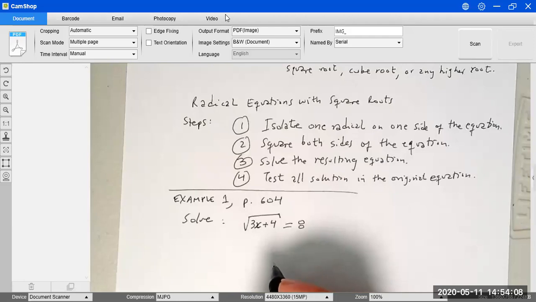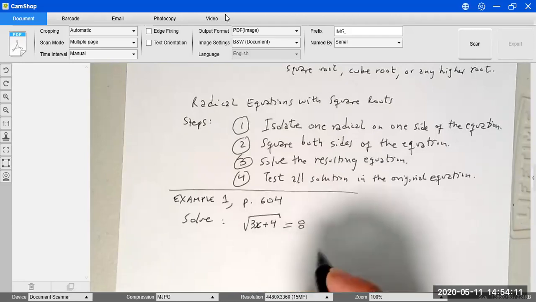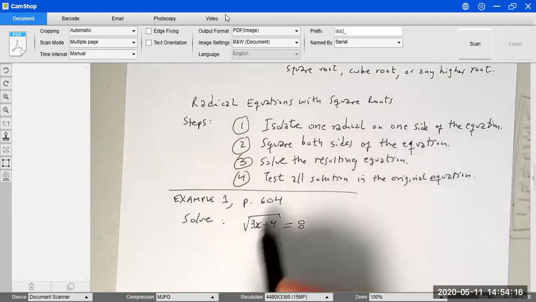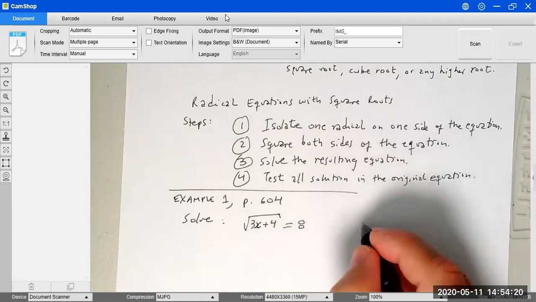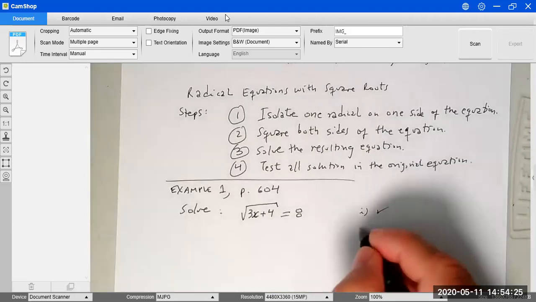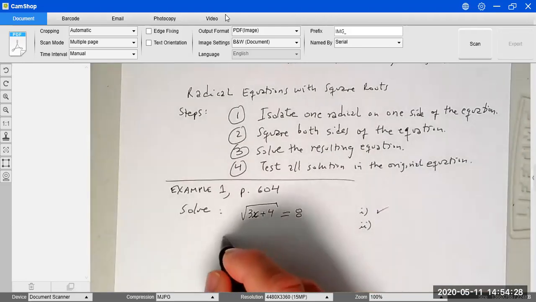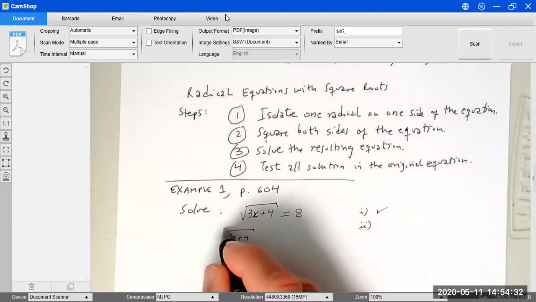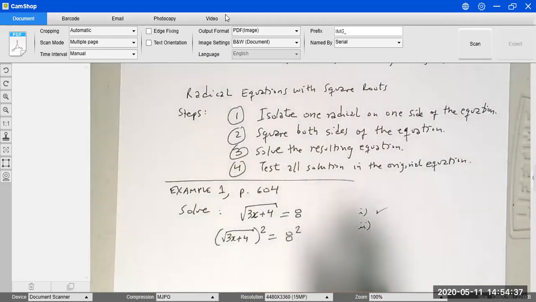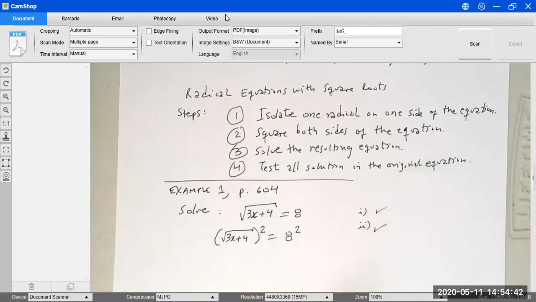So the first step, we need to isolate one radical on one side of the equation. We already have one radical on one side of the equation, so the first step is complete. Now the second step, we're going to square. So we're going to have 3x plus 4. We're going to square the left hand side. It's going to be equal to 8 squared. So we are squaring both sides. So that's the second step.